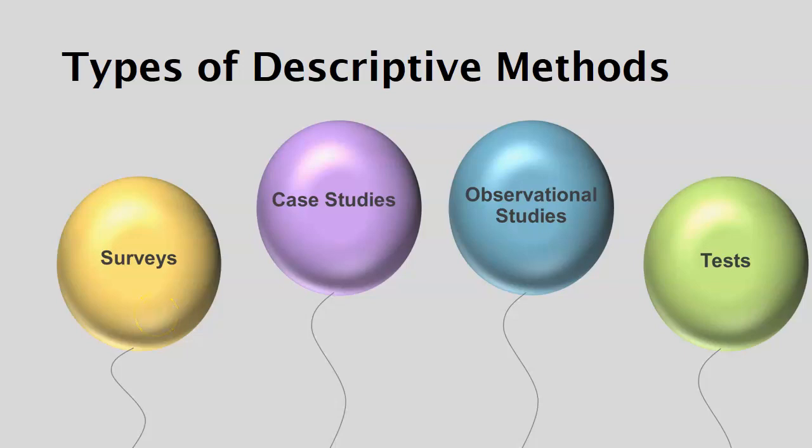Next, I'm going to talk about some of the empirical approaches that researchers use to conduct their studies. So we'll start by talking about surveys, case studies, observational studies, and tests, and then we'll move on to talking about correlational research and experiments.